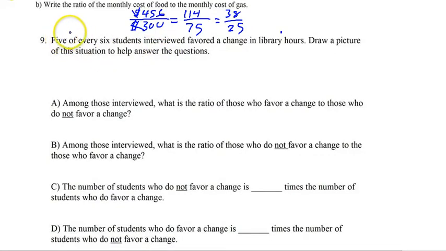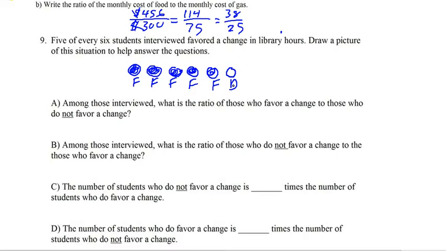So if you see 5 of every 6 students interviewed, this is a fraction. So if you were to draw out 6 students, we would know that 5 of them favor a change. So we're going to put F. Let's read it again. 5 of every 6 students interviewed favor a change in library hours. So that means favored, favored, favored, favored, does not favor. And that's the picture of the solution.